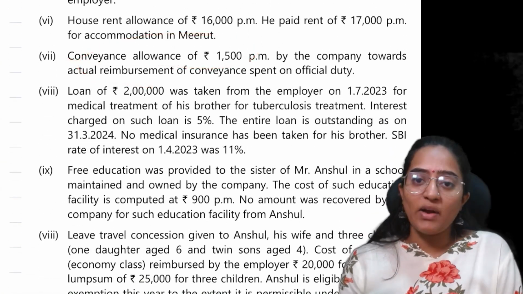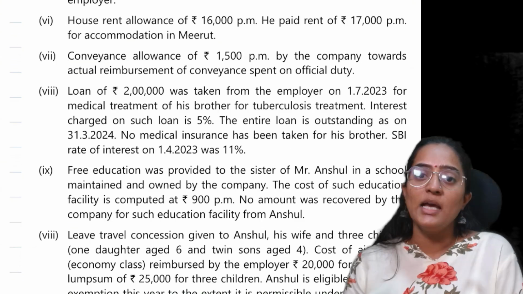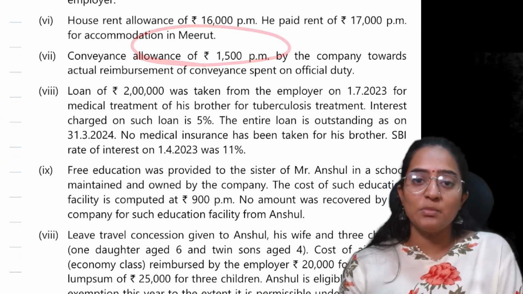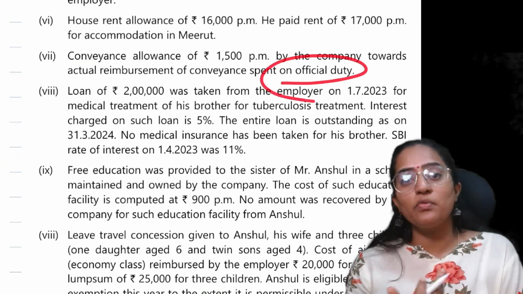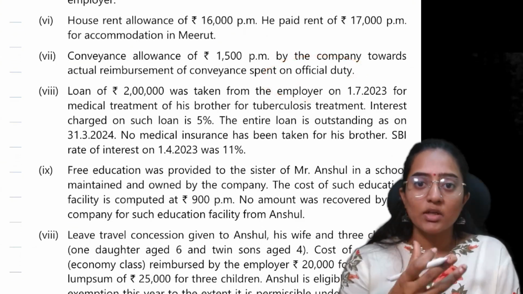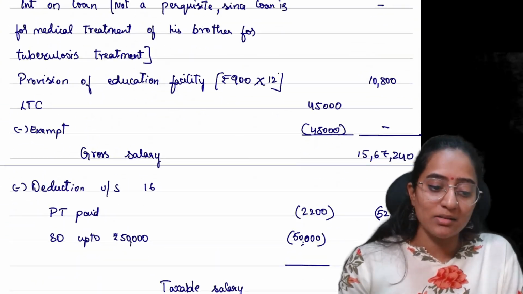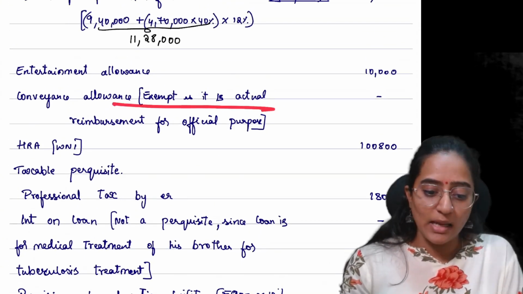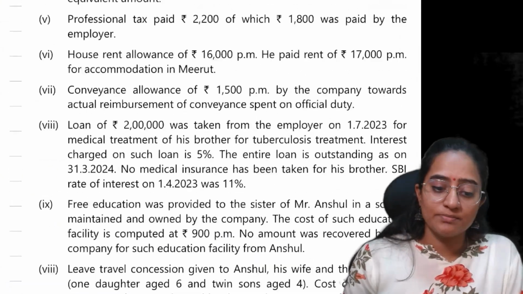Conveyance allowance of 1,500 per month given by the company towards actual reimbursement of conveyance spent on official duty. It is to the extent of actual reimbursement made for the official purpose. Why would that be taxable for me? It is not at all taxable for me. So 1,500 per month multiplied by 12 is going to be the exempted amount. Why will the conveyance be taxable? As it is an actual reimbursement for the official work. It's not for my personal work.